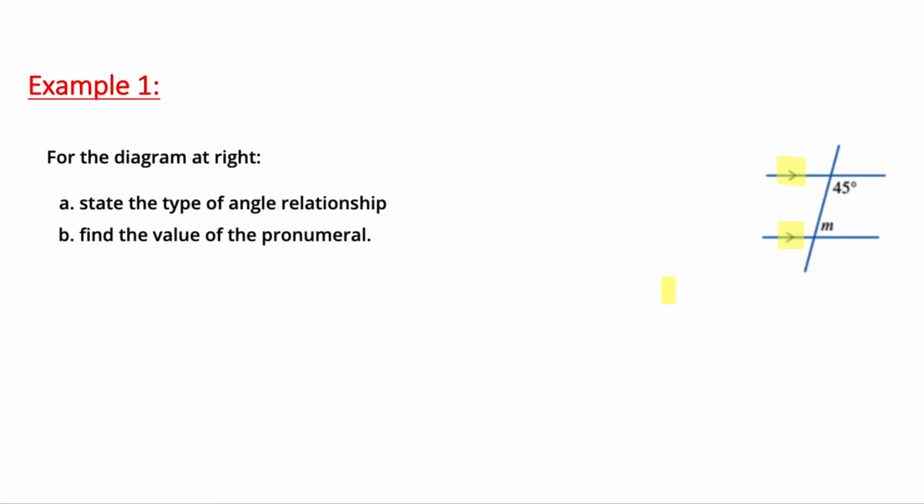Here they're not asking us to prove if they're parallel lines. They're already telling us that they're parallel lines, and they're asking us what is the relationship that we have in here. What angle is being formed? Co-interior, agree? So the first thing that we have to say is that M and 45 degrees are co-interior angles.